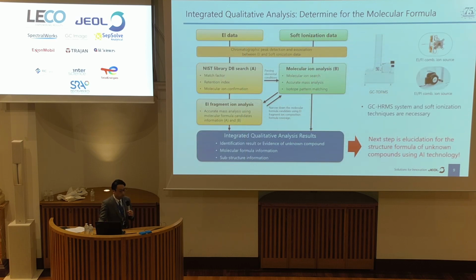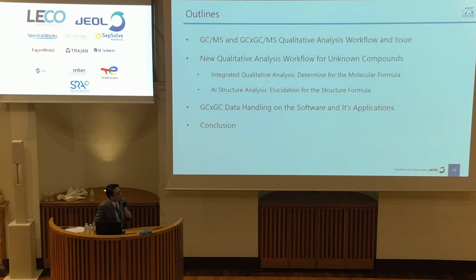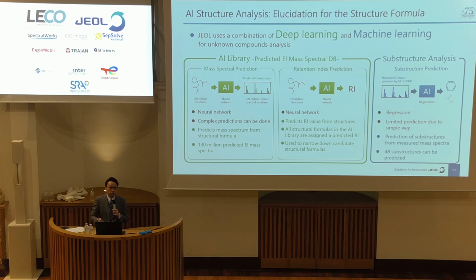And after that, next steps, we can go to the AI technologies and the AI structure analysis. And from here, I'd like to explain our AI structure analysis solutions. Right now, we are making 3 AIs for the structure analysis automatically. JEOL uses a combination of deep learning and machine learning for the unknown compound analysis. We made this kind of AI library, meaning a predicted EI mass spectrum database, by ourselves.